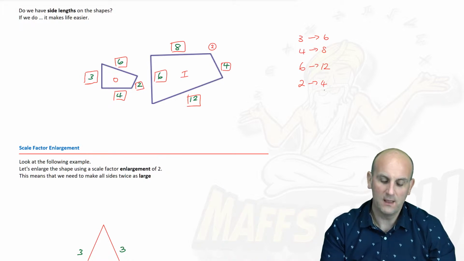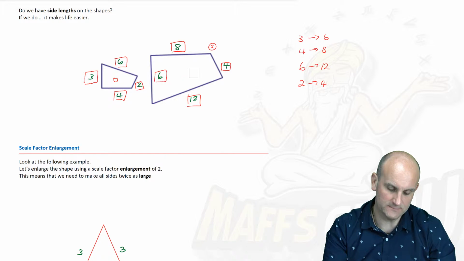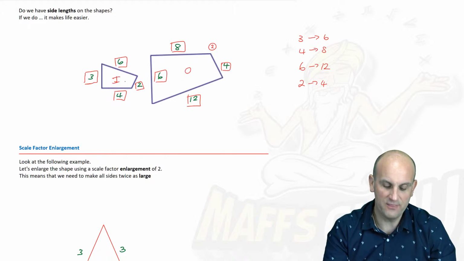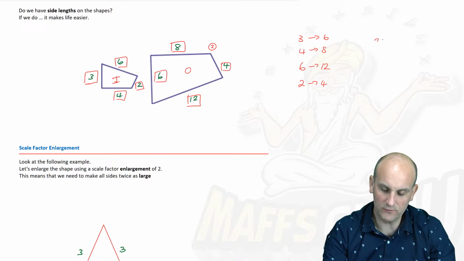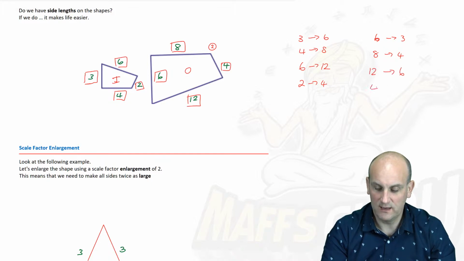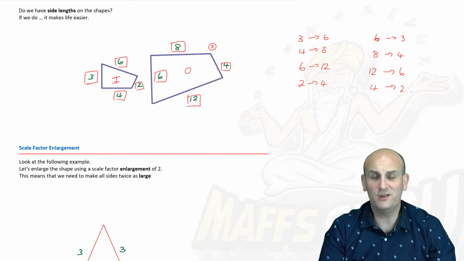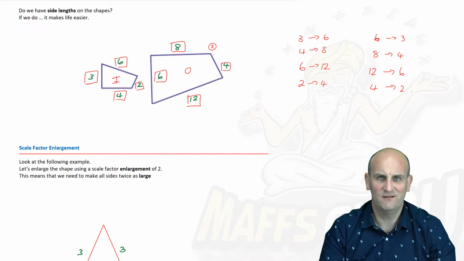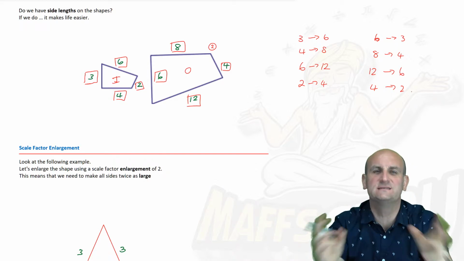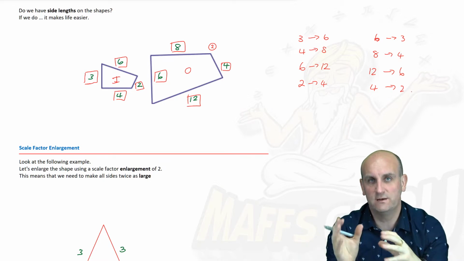Whoop, whoop. But here's an interesting question. What on earth would happen if that was my original and that was my image? Well, in this situation, 6 would have gone to 3, and 8 would have gone to 4, 12 would have gone to 6, and 4 would have gone to 2. And you're probably sitting there going, well, that isn't difficult. I've just halved it. And I'm going to say, yes, you're right, but sadly, scale factor enlargements.